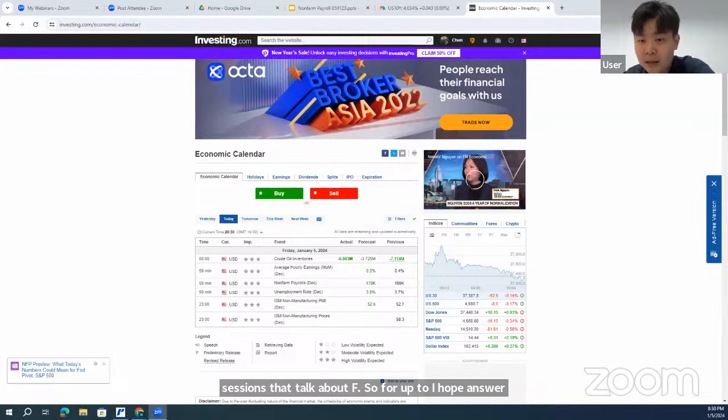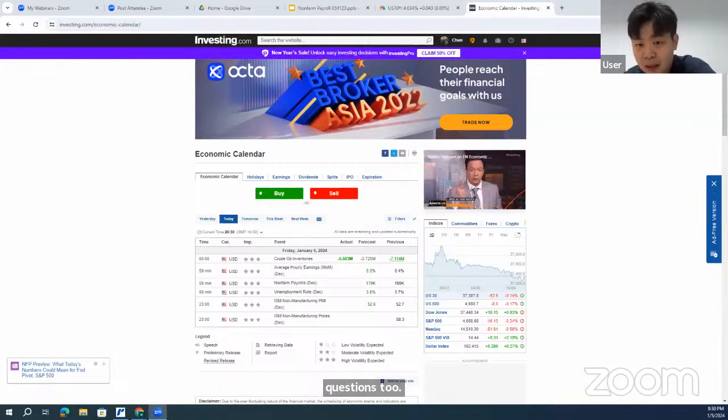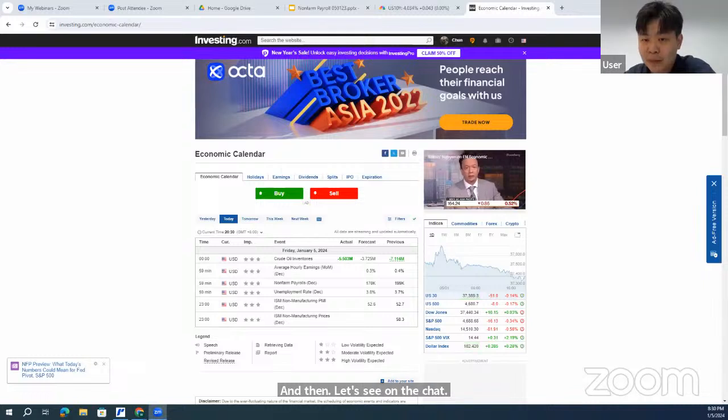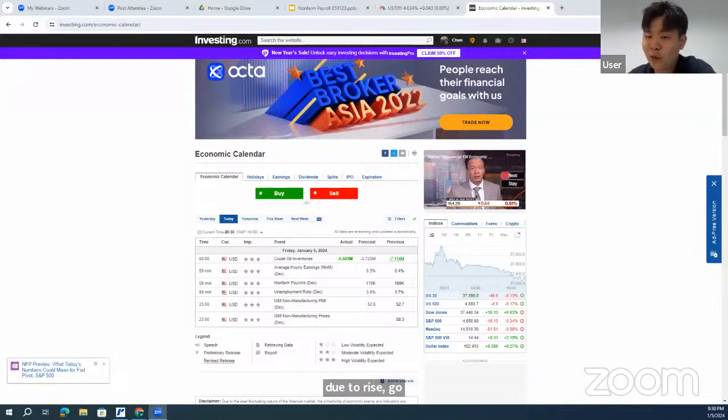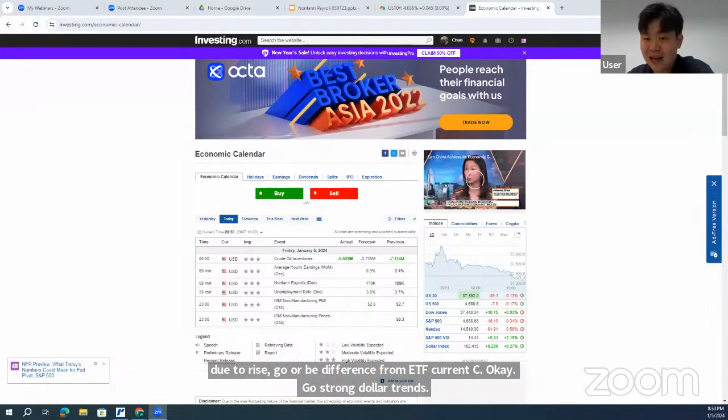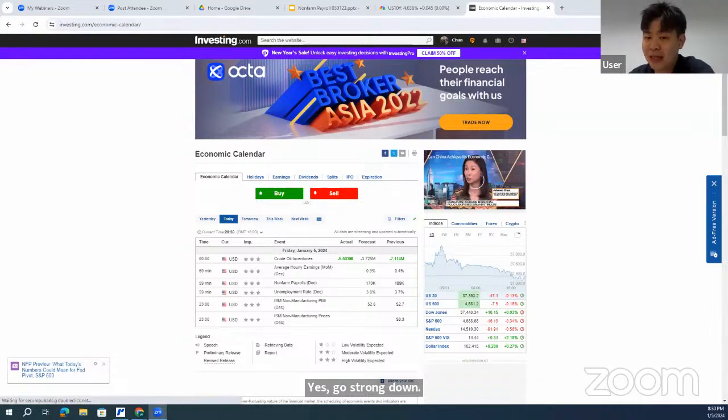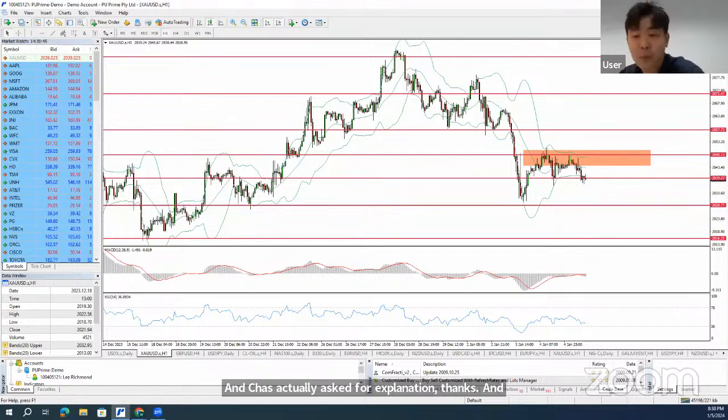And then let's see on the chats. Somebody says that gold has hit a triple bottom. Gold is a bit different from ETF, currency, and tech. Gold strong downtrend. Yes, gold is strongly down. And Shaz asked for a gold explanation. Thanks. I think I already explained the gold trends, right? So yeah, in my opinion, 2040 should be considered a quite strong support level for everyone to focus on.